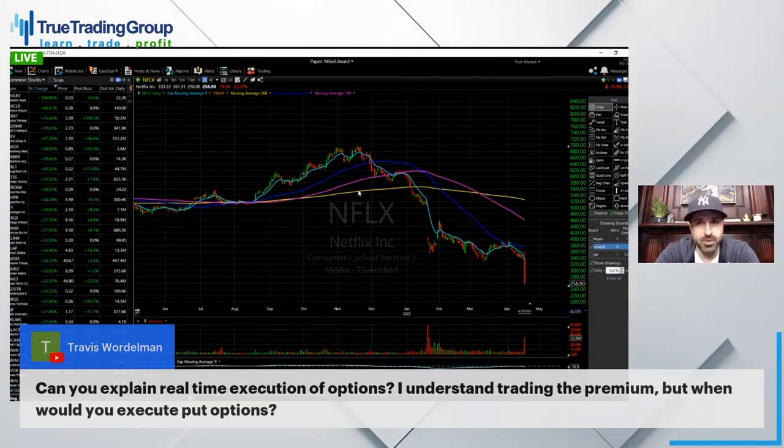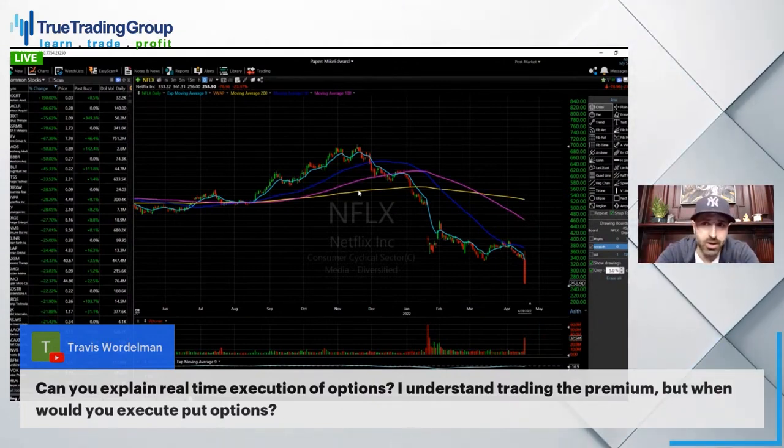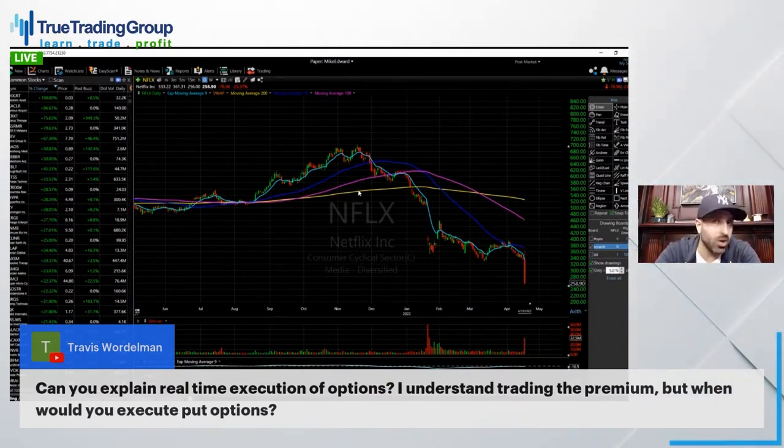that's in the money. If it's below the strike of a put option, or if it's above the strike of a call option, that's in the money. Above the strike of a call option, in the money. Below the strike of a put option, in the money.